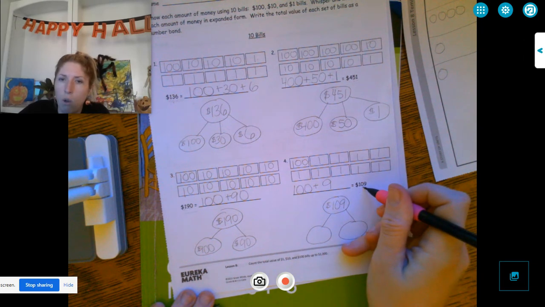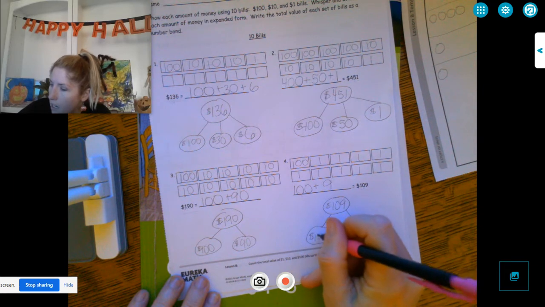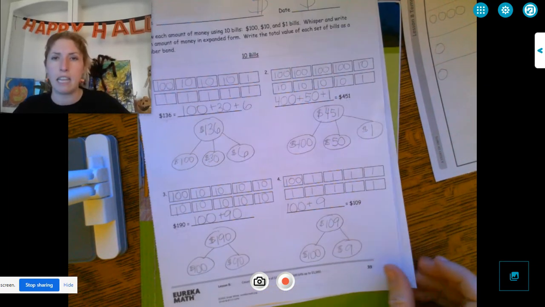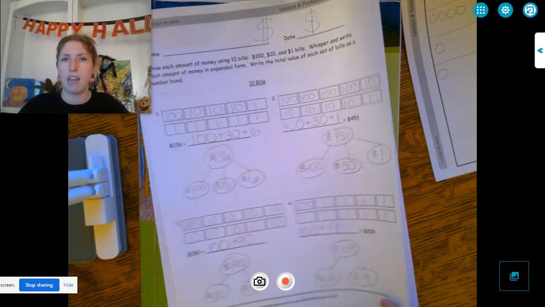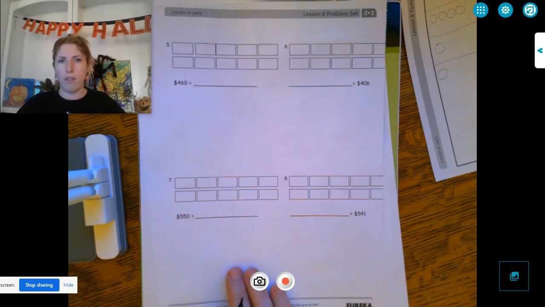$109 is our whole, and our parts are $100 and $9. So $100 and $9. All right, and that is it for the front. Let's pancake flip it over. And we have 4 more just like that on the back.